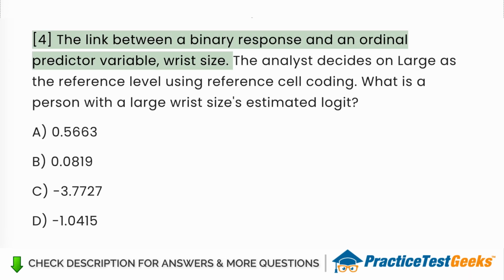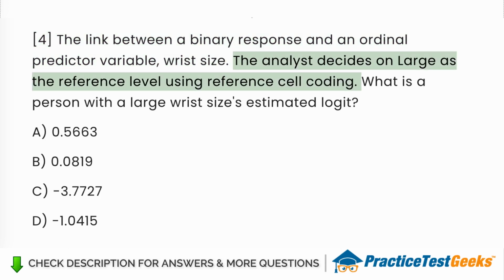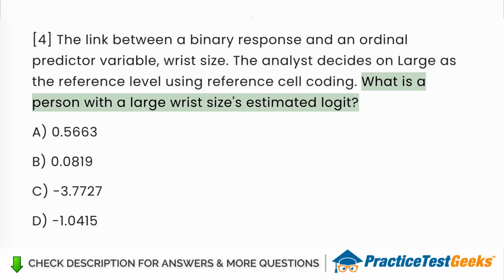The link between a binary response and an ordinal predictor variable, risk size. The analyst decides on large as the reference level using reference cell coding. What is a person with a large risk size's estimated logit? A. 0.5663. B. 0.0819. C. -3.7727. D. -1.0415.